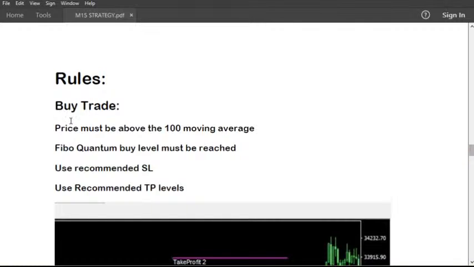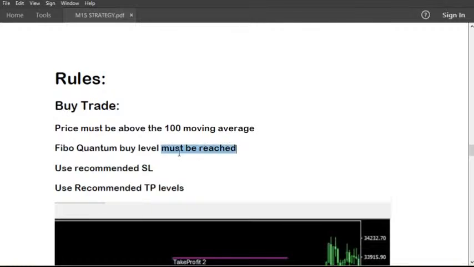Number one, the price must be above the 100 period moving average. The candlesticks must be above the 100 period moving average, because that indicates to us that the price is bullish. So most likely the buys are going to be profitable in that particular point in time in the market.